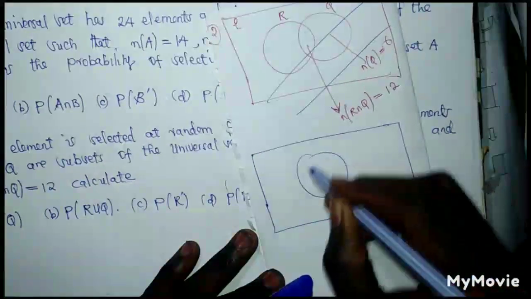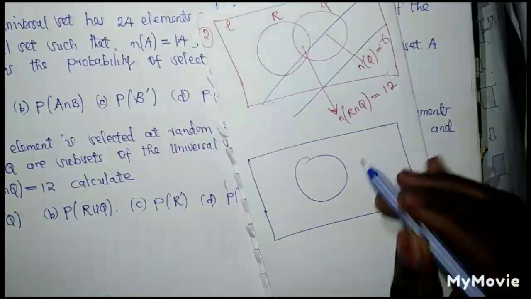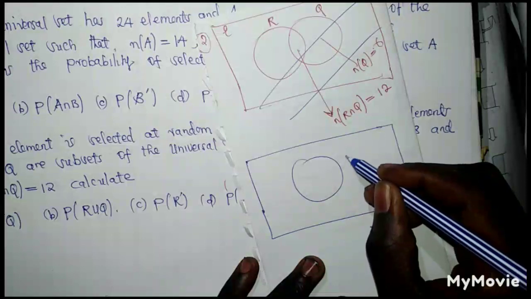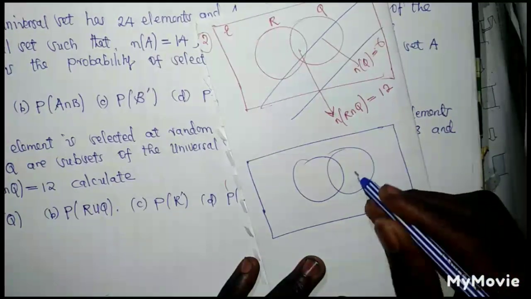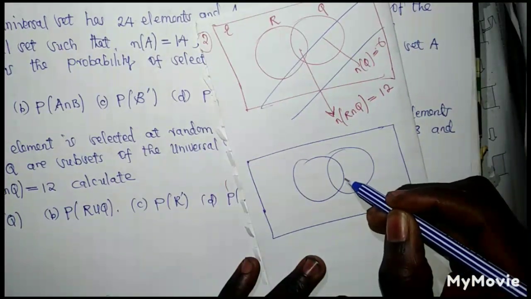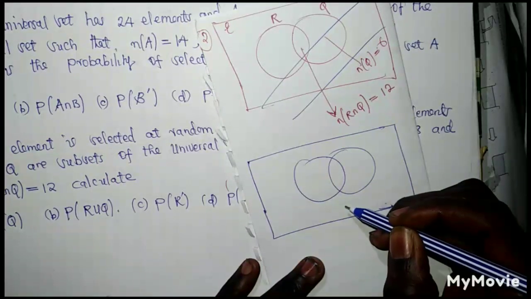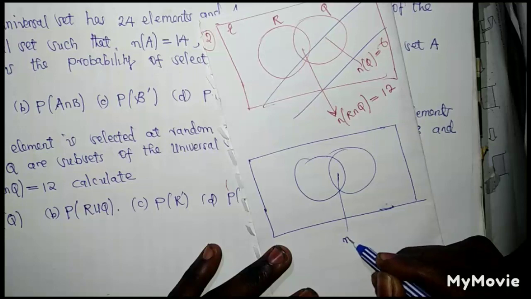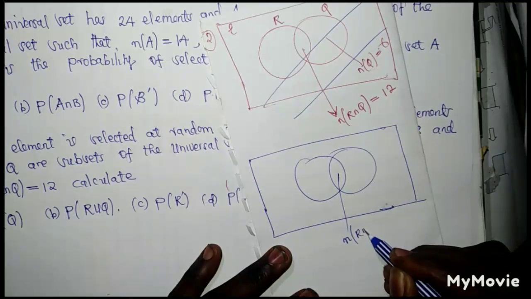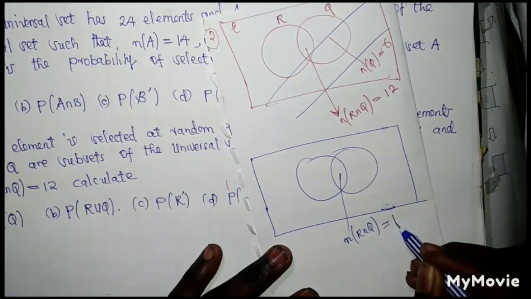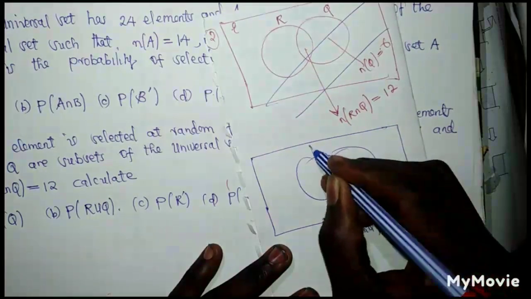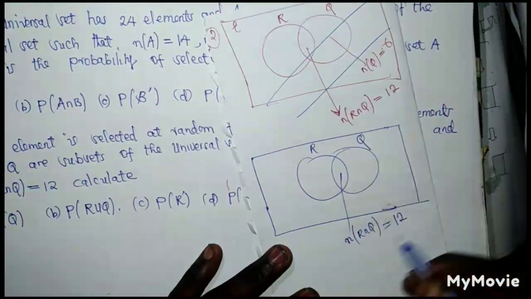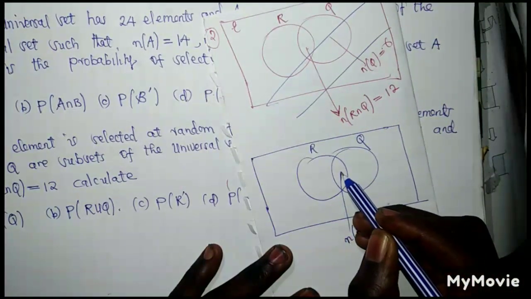Okay, so we have something like this. Here we are told that the number of elements in R intersection Q is 12. So this is R, this is Q. Okay, so if this is 12, what about this?